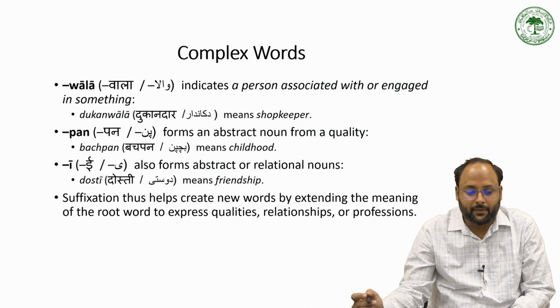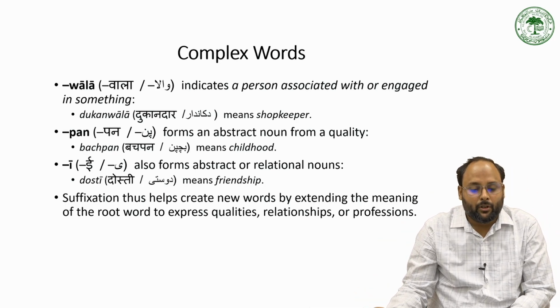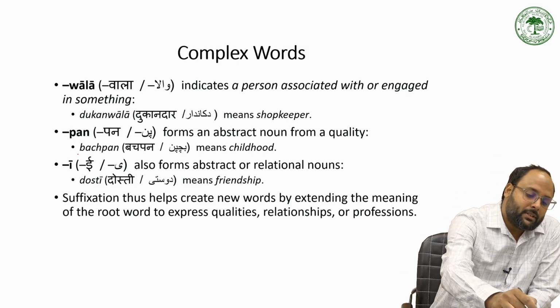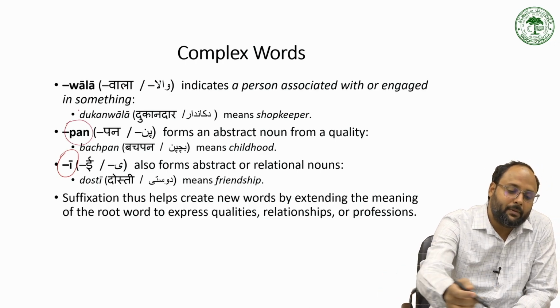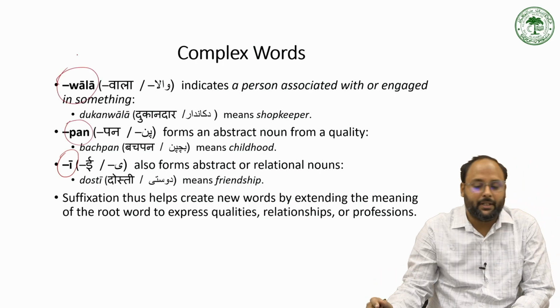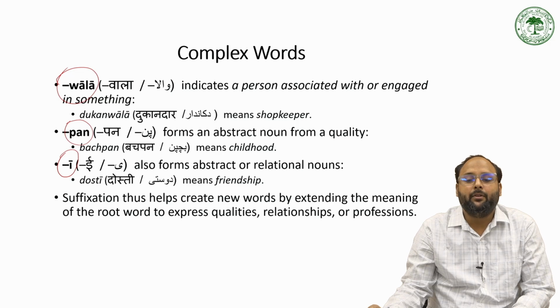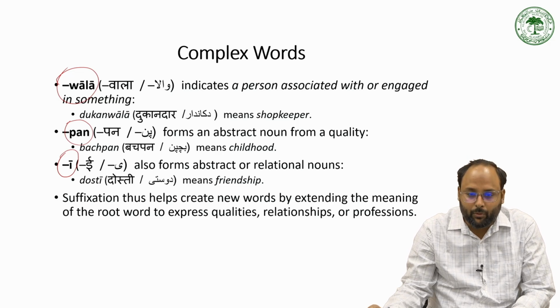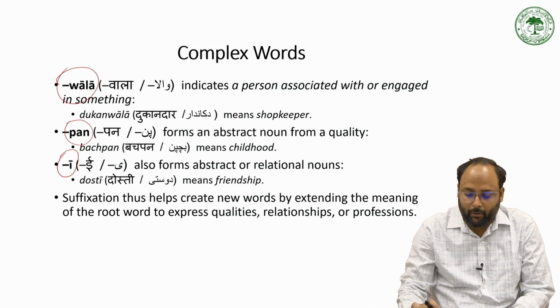By the suffix i we can create the words dosti, dushmani, unchai, nichai. All these words are created by the suffix i. With pan we can create bachpan, ladakpan, and with wala we can create lots of words. That is the process called suffixation. Suffixation helps to create new words by extending the meaning of the root, expressing qualities, relationships, or professions.